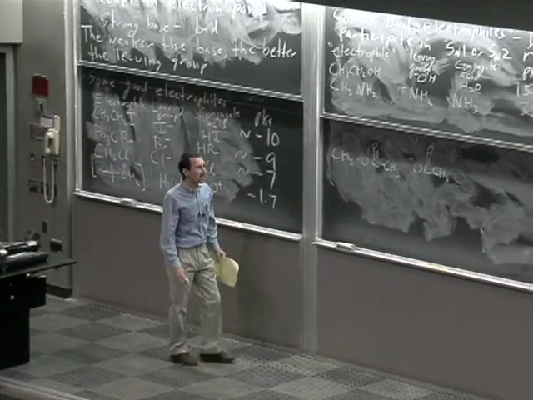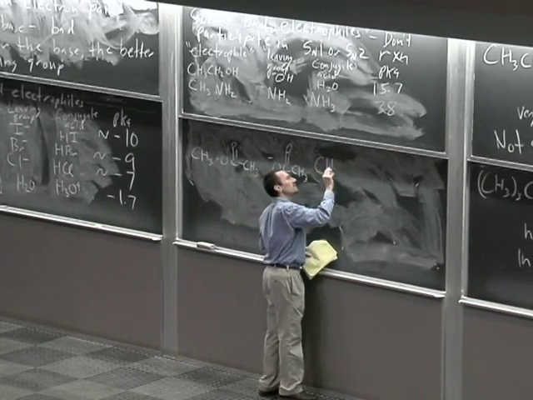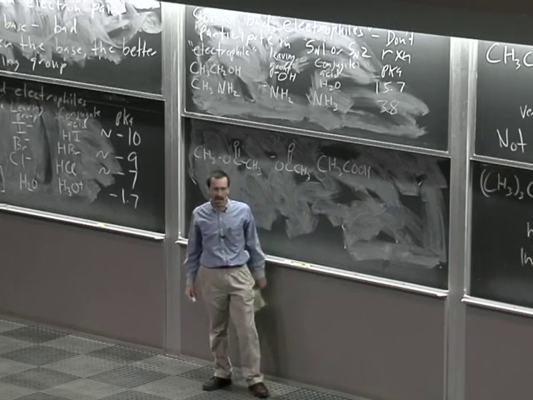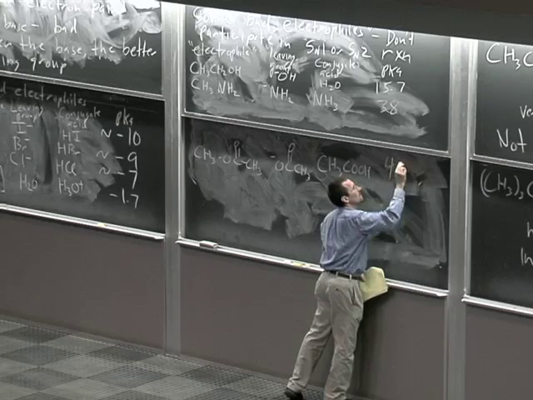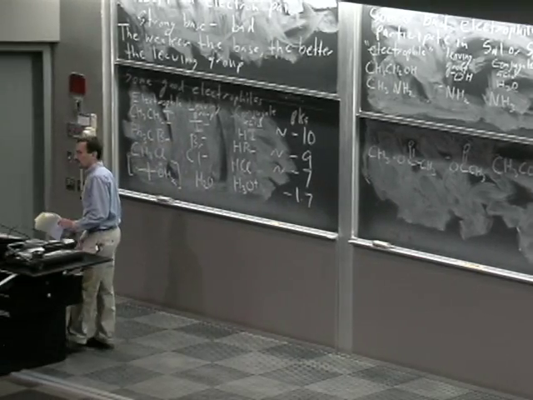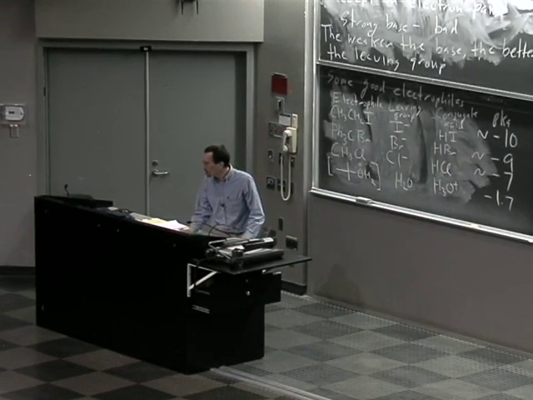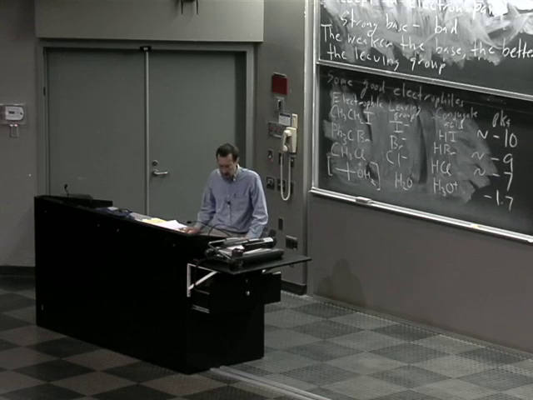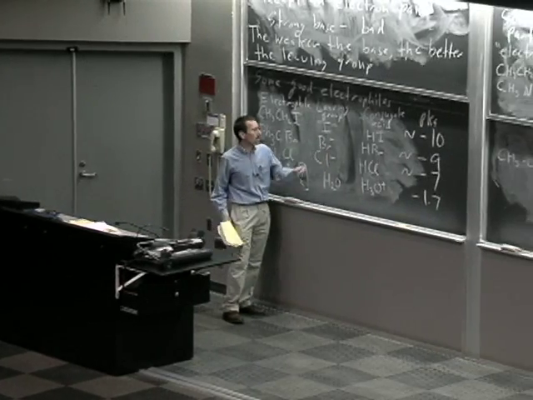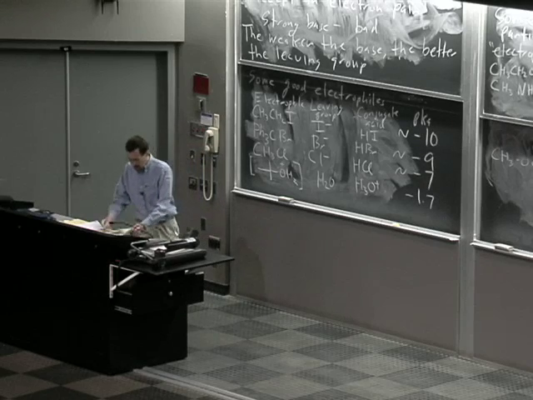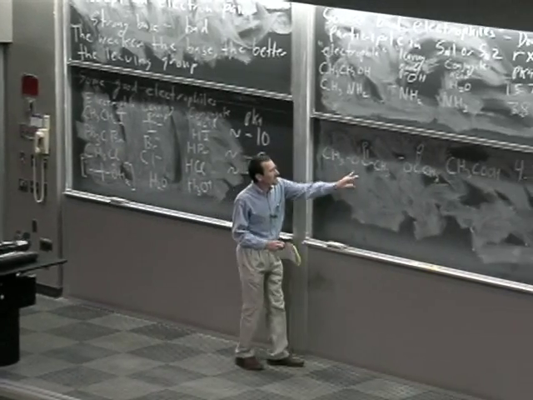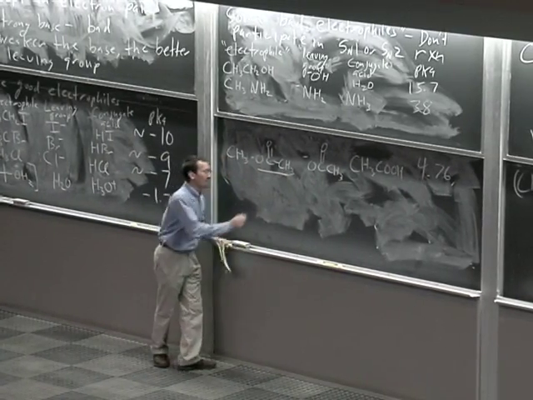The conjugate acid of acetate is acetic acid, CH3COOH. The pKa of acetic acid is 4.76. So acetate's not nearly as strong a base as hydroxide. It's not nearly as strong a base as amide anion, as NH2 minus, but it's a much stronger base than chloride or bromide or iodide. And so for something like that, we would generally say not much of a leaving group.